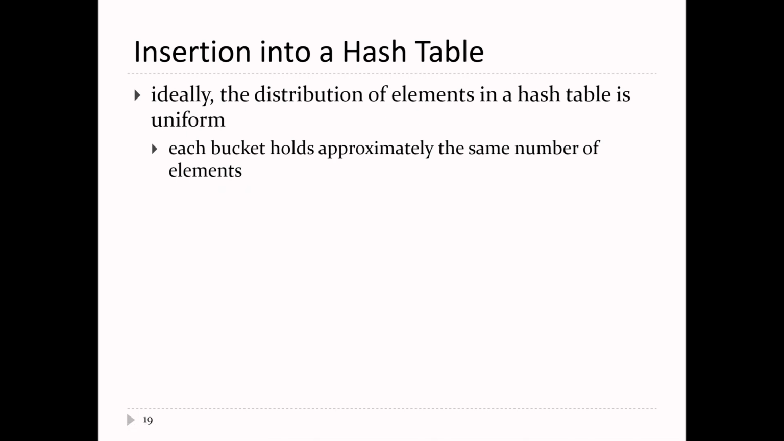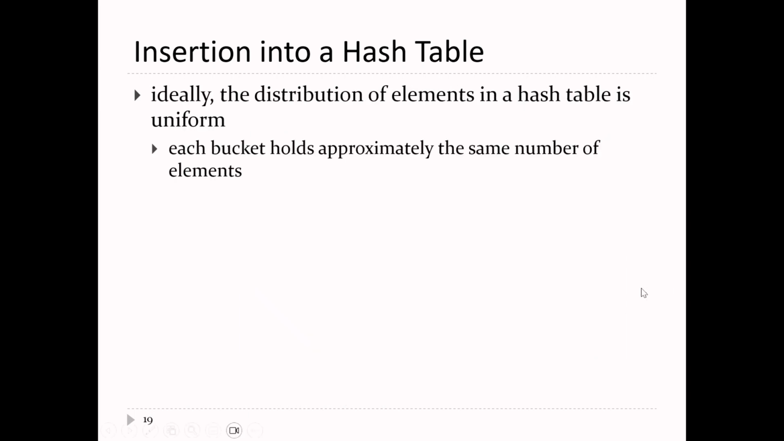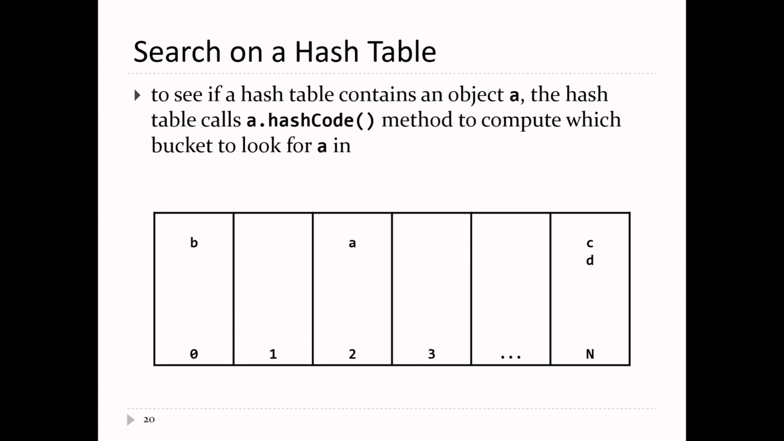In a hash table, ideally the distribution of the elements is uniform, so roughly each bucket contains roughly the same number of elements. That's the goal. If you want to search a hash table, you just repeat the process. If I want to look for the object equal to A, I call hashCode on that object. That returns the number 2, so we look in bucket 2 and test every object to see if it's equal to A. Is A equal to A? The answer is yes, so that returns true. So A is in the hash table.